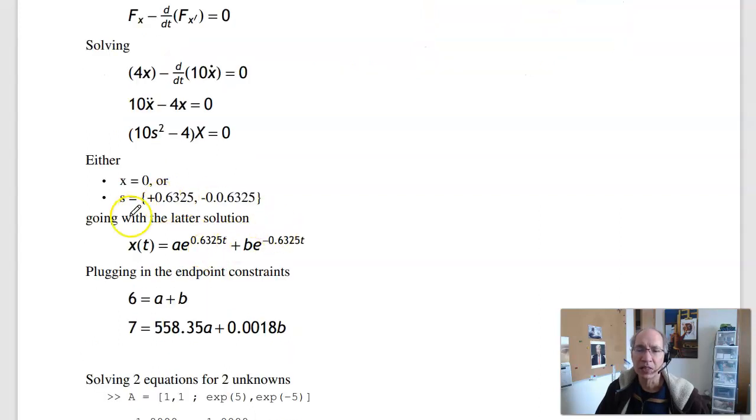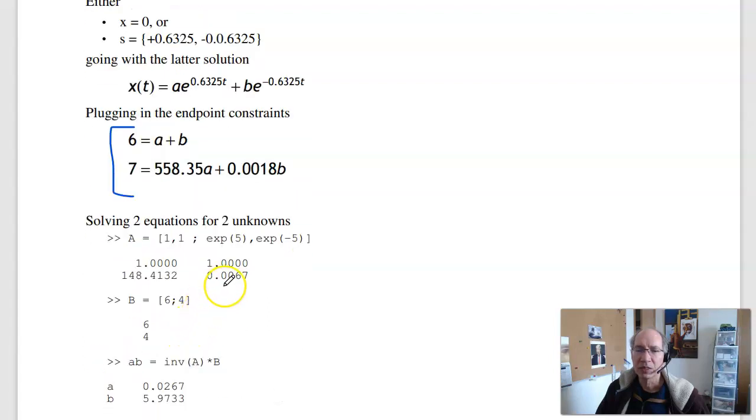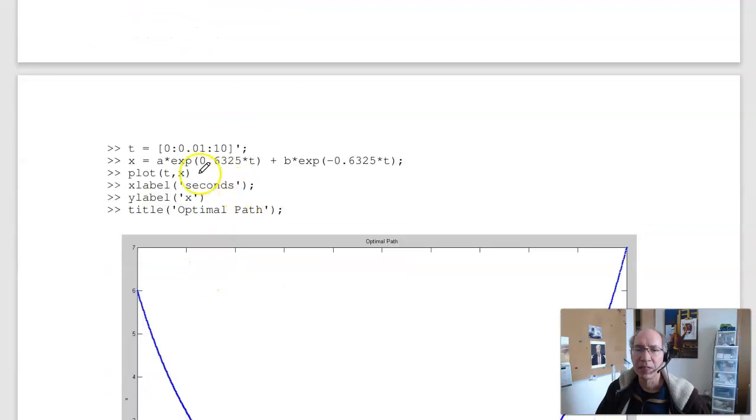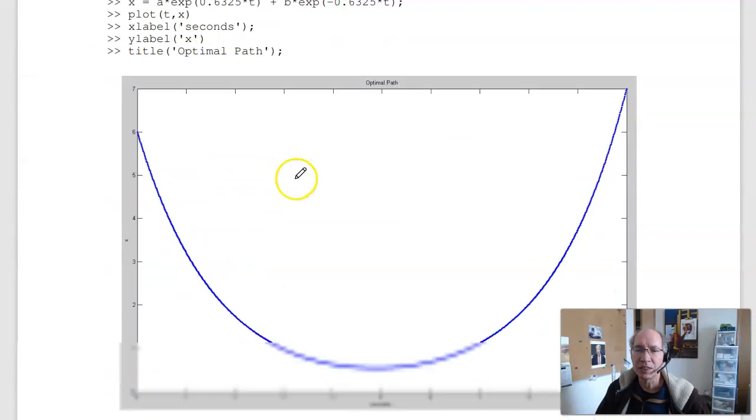Taking the latter solution, I know that x has to follow this path. Plugging in the two endpoints, at 0, x equals 6, at 10, x equals 7. Solve for a and b, and I get a is 0.02, b is 5.97. If I then plot that, here's x of t, here's the optimal path going between 6 and 7 in 10 seconds. This minimizes the cost function.